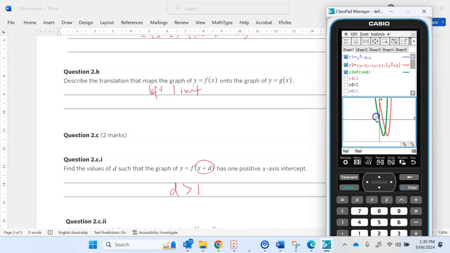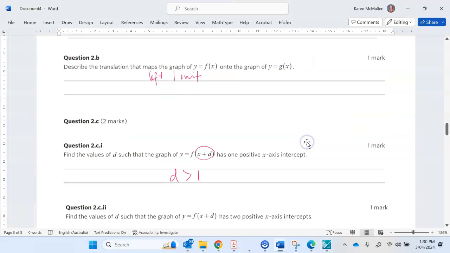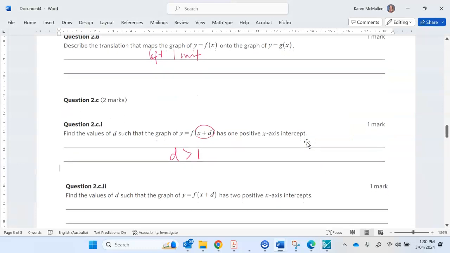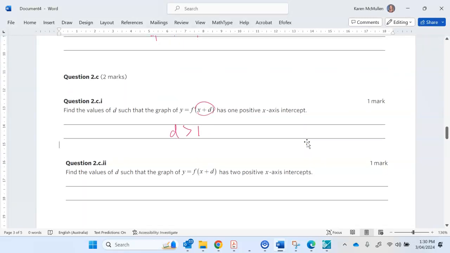All right, so you can see it there. Still having a positive x-intercept, but the other one is negative. Then part 2, find the values of d such that the graph of y equals f of x plus d has 2 positive x-intercepts. Oh, okay, so that just means d is less than 1. We can't have it equal 1 because 0 is neither positive nor negative. So it's just the opposite, and I pretty much just showed that.